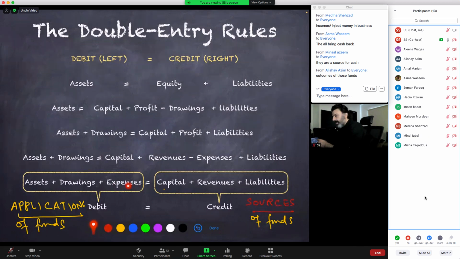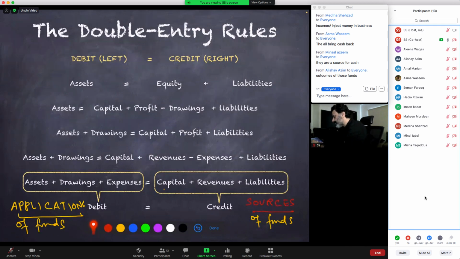You can pay off your rent and your heating and lighting bills. You can pay off your employees' salaries out of that. You can spend these amounts in expenses, or you will have to spend these amounts because the owner will take it away from you. So your spendings are on the debit side. Your applications of funds are on the debit side. Sorry. We understand this part? Please give me a green check here.